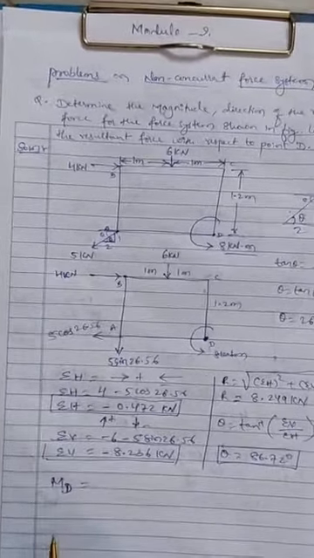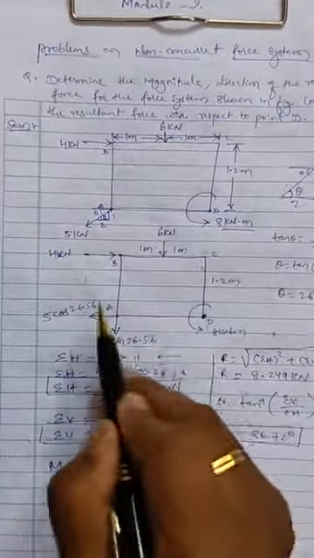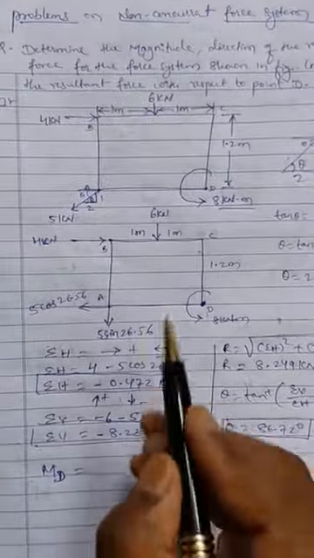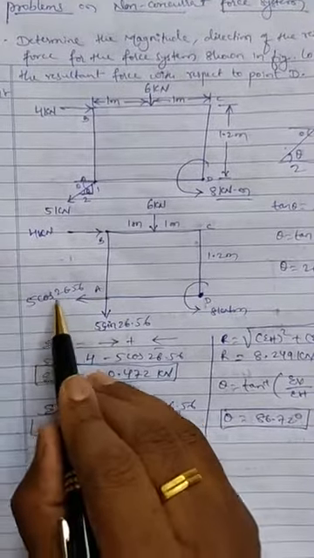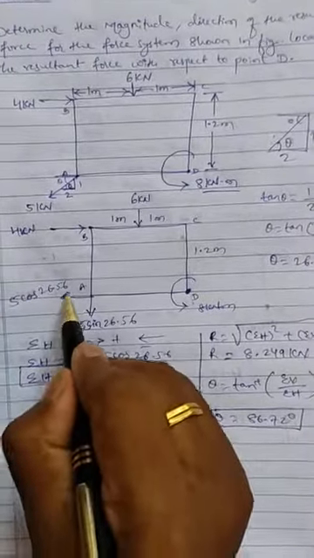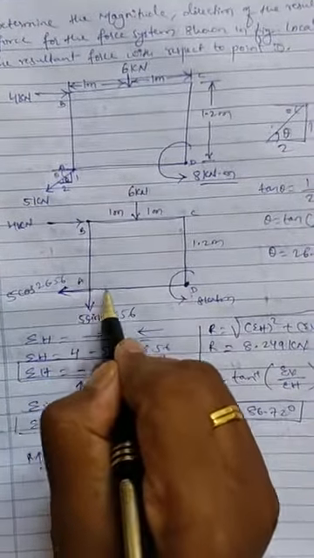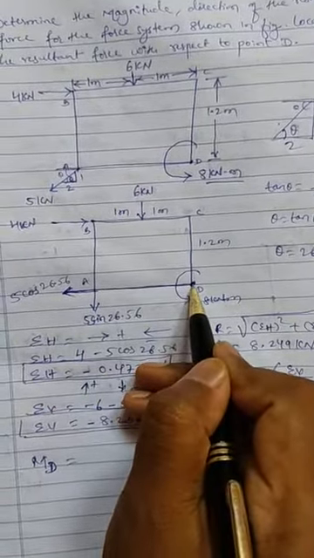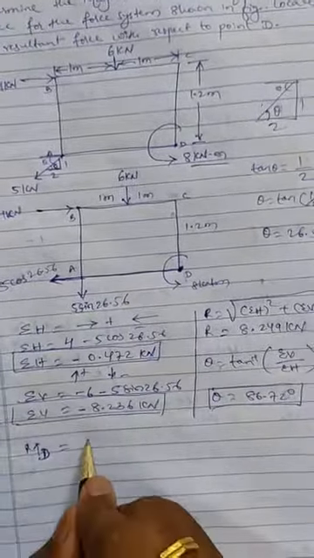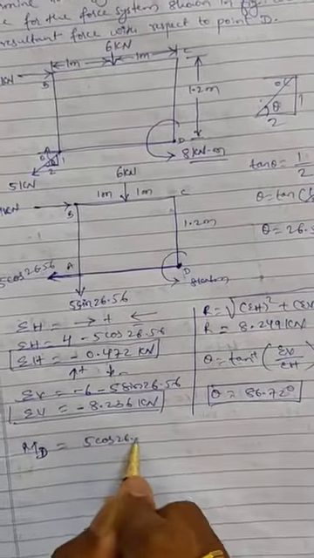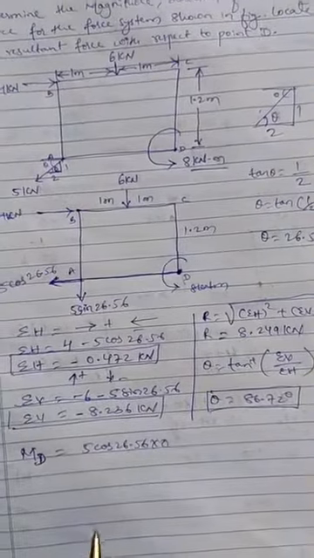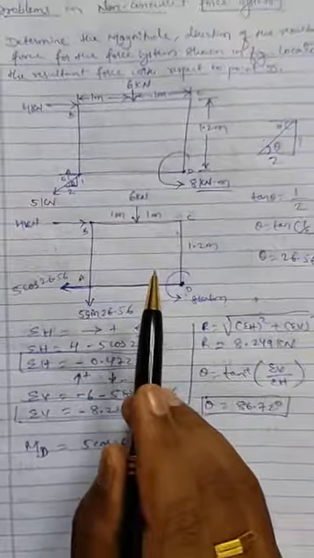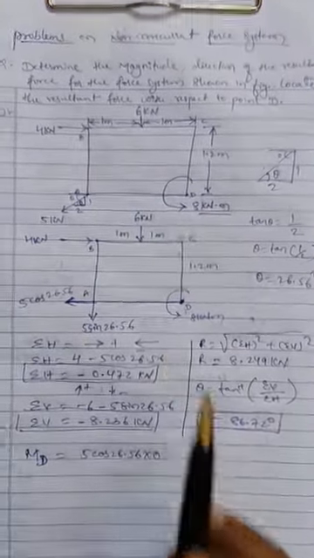Take the moment of all the forces acting on the system shown in the figure about point D. Let us start with 5 cos 26.56, the horizontal force. I project the line of action backward. As the line of action of this horizontal component passes through point D, its moment is 0: 5 cos 26.56 into 0. When the line of action of a force passes through the point about which we are taking moment, the moment of that force is 0.